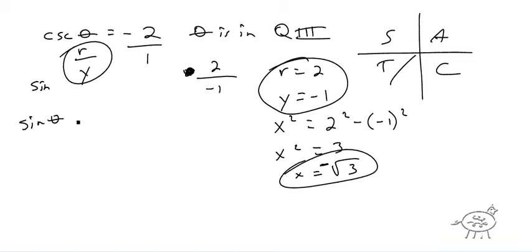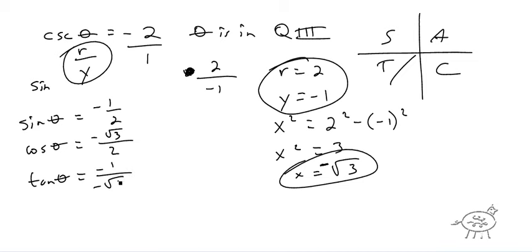Sine of theta is equal to y over r, so -1/2. Cosine of theta equals x over r, or -√3 over 2. And tangent of theta is y over x, which is -1 over -√3, which is 1 over √3. And if I rationalize it, I get √3 over 3.